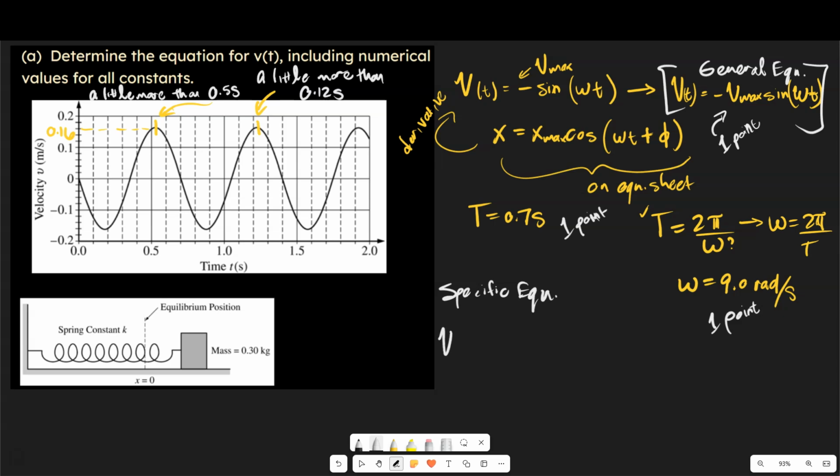Okay, so we're going to write velocity with respect to time is going to be equal to minus our Vmax, which is 0.16 meters per second, times the sine of, and in our parentheses here we need to write our omega as 9.0 radians per second, and that is times time. That's how you're going to go about doing this. Hopefully you can think through this enough that you can be ready to do this on your test. I actually think that there's a good chance you're going to see a problem like this. Alright, let's continue with the rest of the problem.